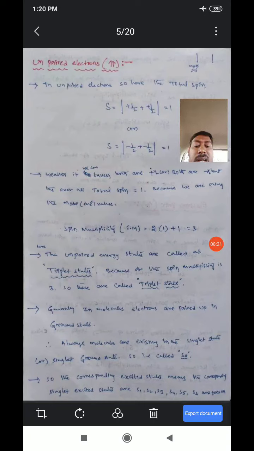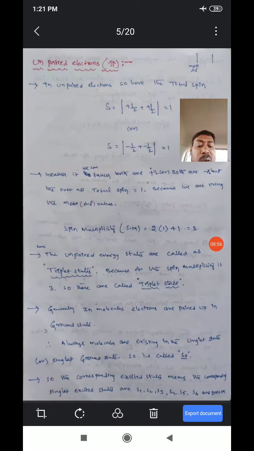These are called the triplet state. So here, generally in molecules the electrons are paired up in the ground state. Therefore, molecules always exist in the singlet state, or singlet ground state. So that is called S naught.